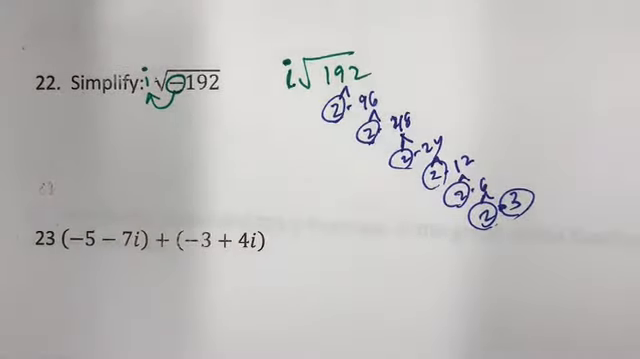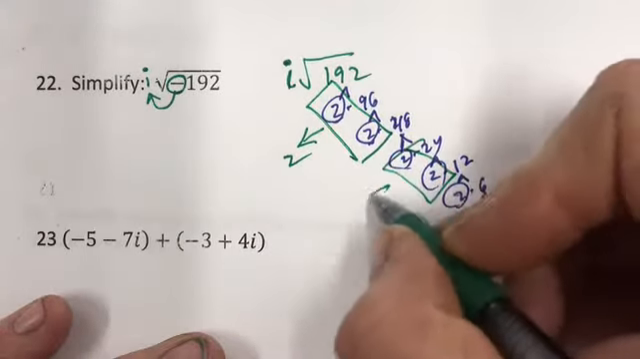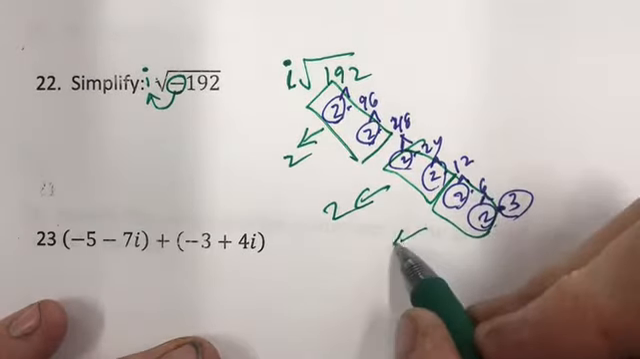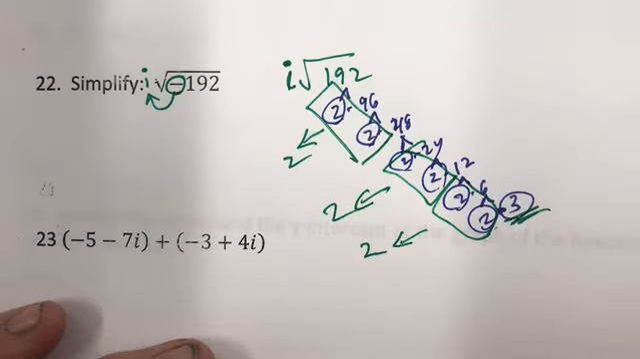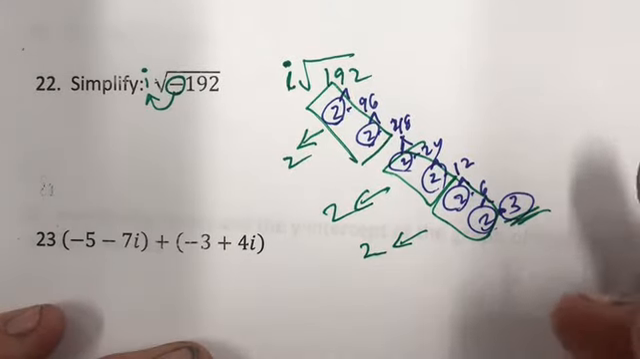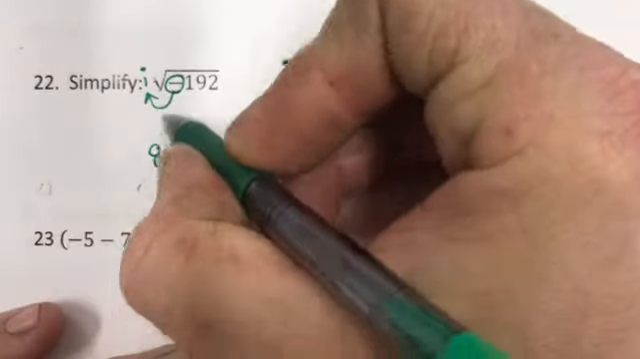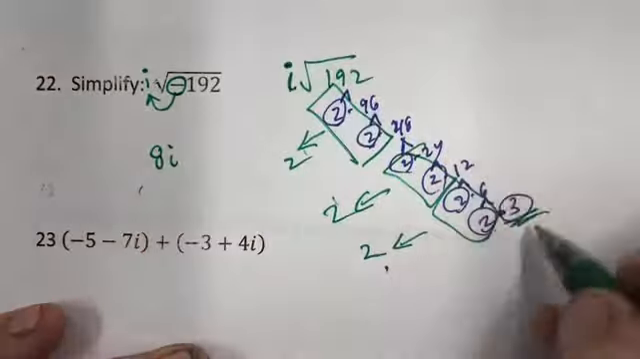Now, pairs pull out. So here's a pair of 2's. That's going to send a 2 out of the radical. Here's another pair. That's going to send another 2 out of the radical. Here's another pair. That's going to send a third 2 out of the radical. But this guy right here doesn't have any partners. He's stuck in the radical, so he has to stay. So I've got 2 times 2 times 2, which is 8. I've got the i out front. And then this radical 3 doesn't simplify, it doesn't pull out, so we still have it. And there's my answer right there.